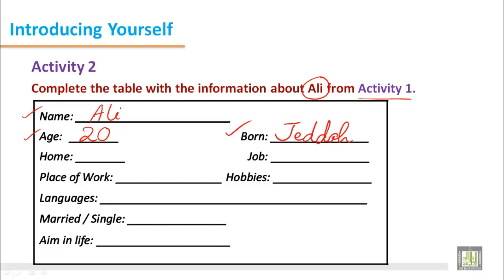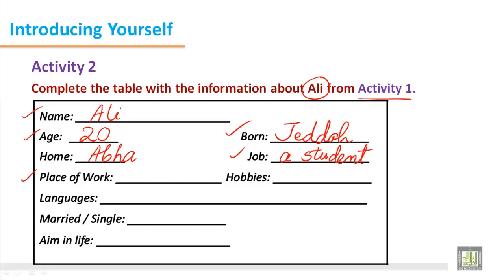Home. Where does he live? And he has written in this paragraph that he lives with his parents in Abha. So we can write here his home is in Abha. Job. What does he do? Does he have any job or is he still a student? So we find in this paragraph that Ali is a student. So we can write here that he is a student.